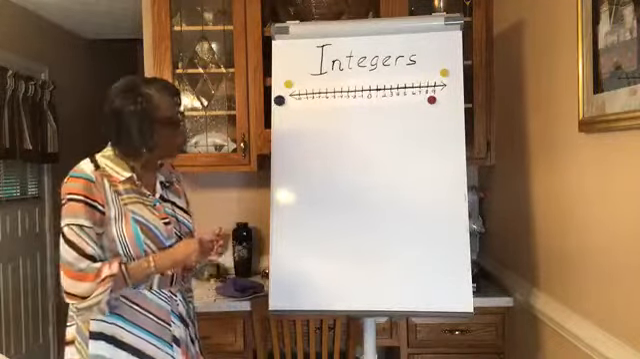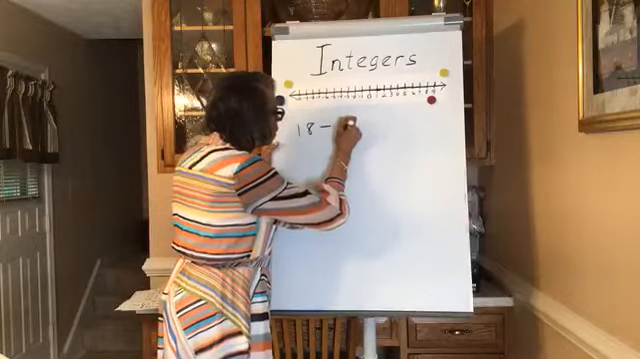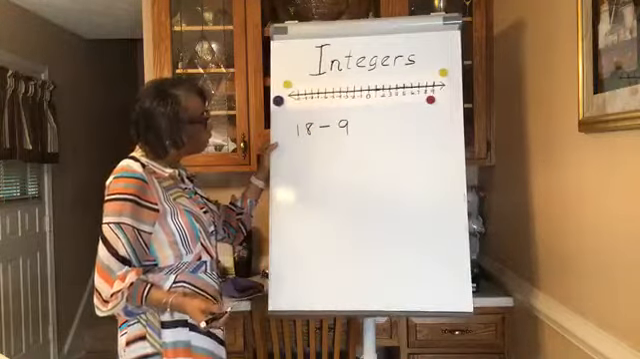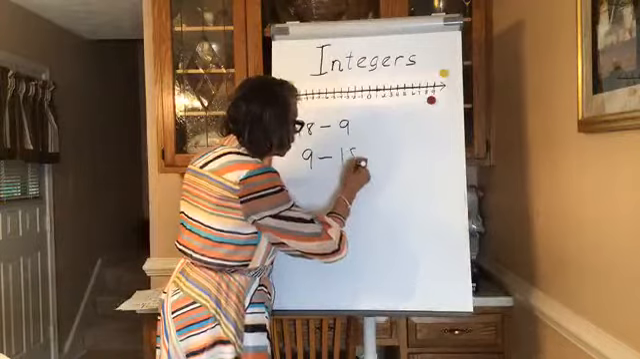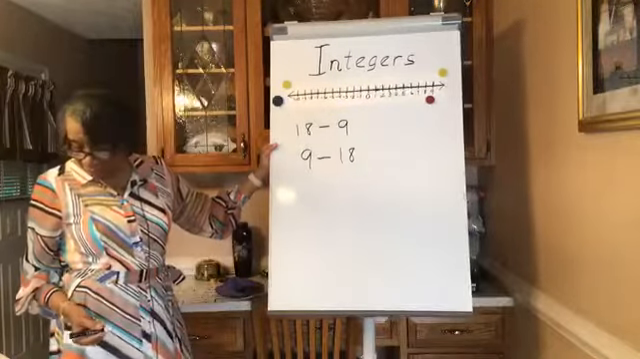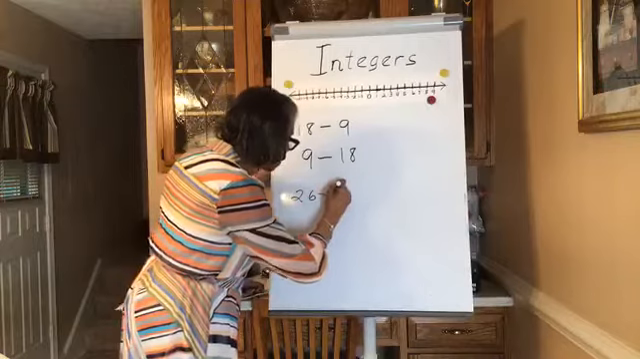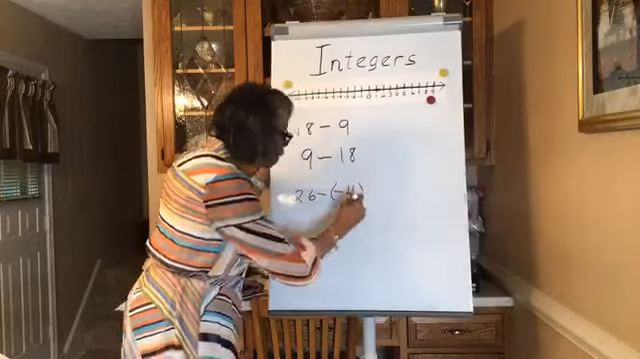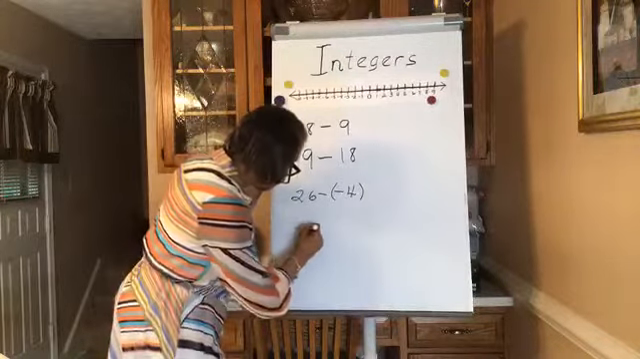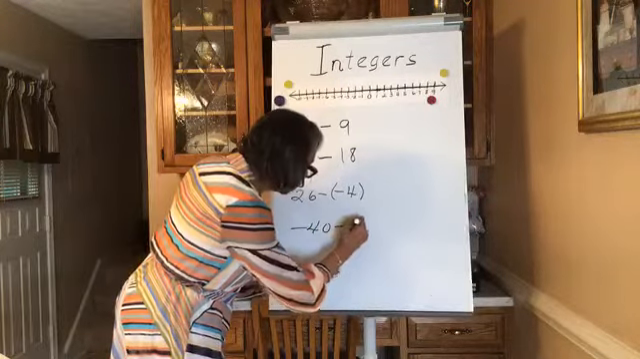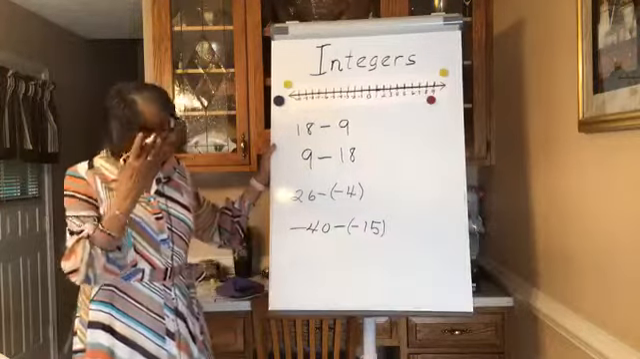All right, let's subtract positive 18 minus 9. All right, let's do 9 minus 18, positive 9 minus positive 18. All right, let's do 26 minus negative 4. And negative 40 minus negative 15. And we'll see what we do with those.